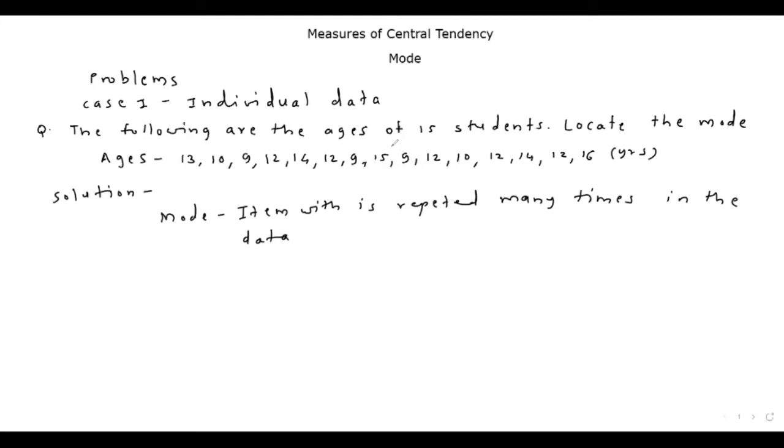Then let us take the next item 15, it is not repeated. Then we have 14, it is repeated only 2 times. And 60, it is not repeated. Fine. So over here, the item 12 is repeated 5 times, which is the maximum frequency, and hence the value of mode over here is 12.